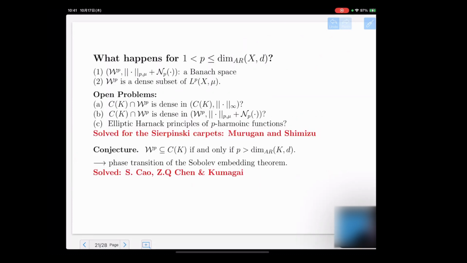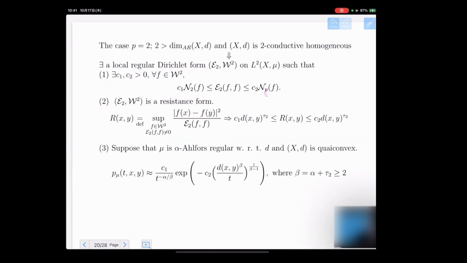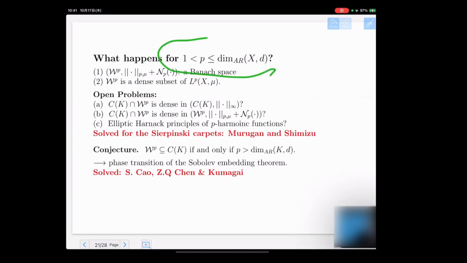So the problem is, we only talked about the case where P is larger than the Ahlfors regular conformal dimension. What happens if P is equal to or less than the Ahlfors regular conformal dimension? Still, I know that this space is a Banach space, and this WP is a dense subset of LP. But I don't know in general how large this space WP with continuous functions is. And I don't know whether there is an elliptic Harnack inequality for p-harmonic functions.